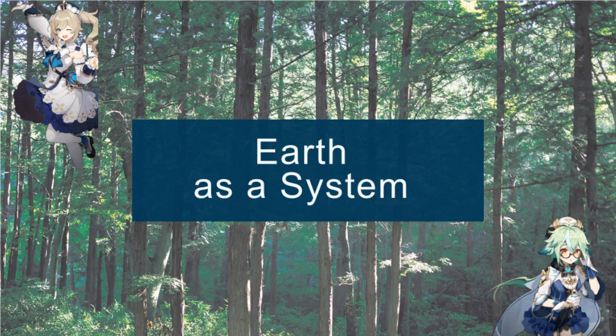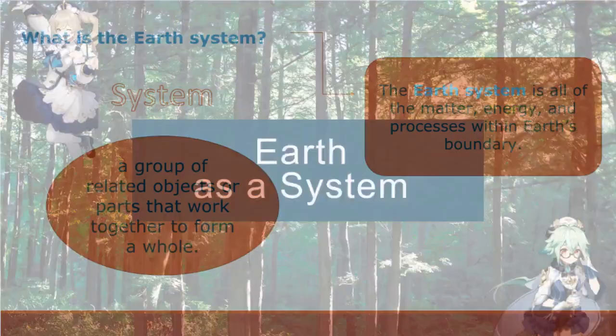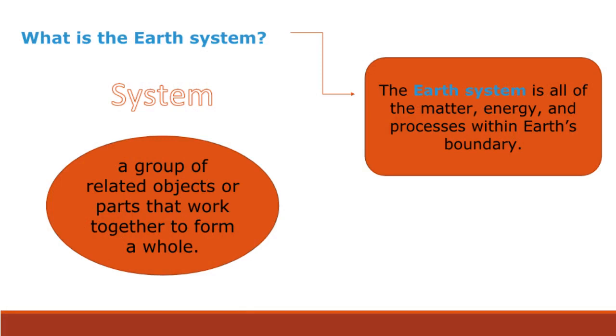With all these spheres that interact on our planet, we can conclude that our own planet is a complex system made of living and non-living things, and matter and energy continuously cycle through the smaller systems. The Earth system includes all of the matter, energy, and processes within Earth's boundary, and these are groups of related objects or parts that work together to form a whole. Which means it cannot stand alone, and it needs the other spheres to make the others work. In short, all of these spheres are interconnected, and it acts like a clockwork.